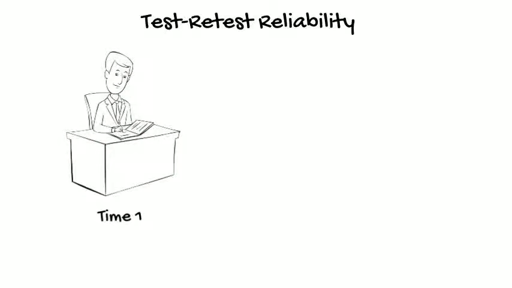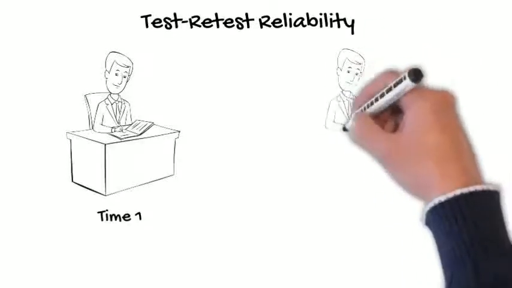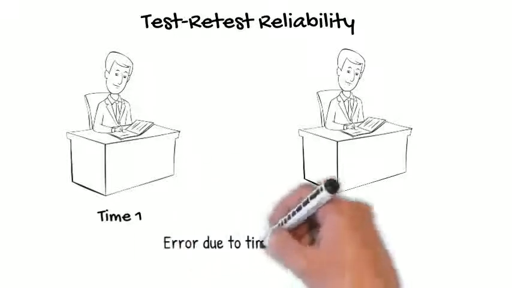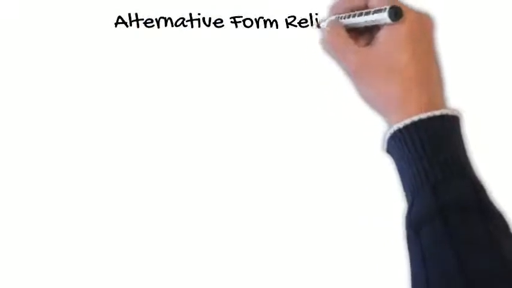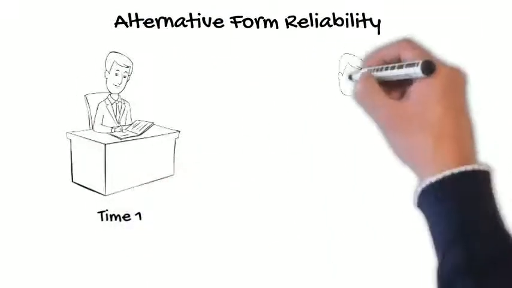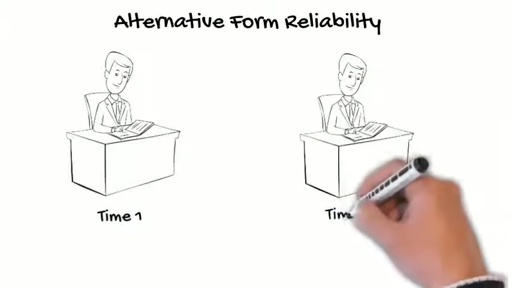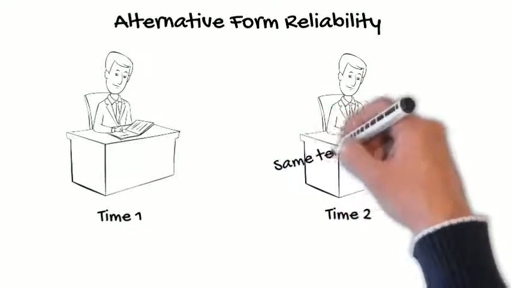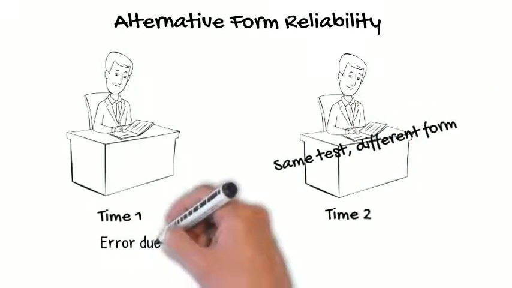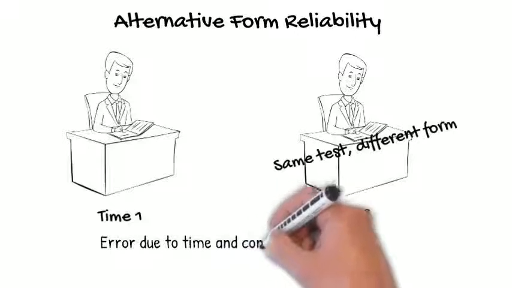Test-retest reliability involves looking at the stability of a test by giving it to a group of people at one point and then giving the same test at another point later in time, usually a couple weeks. This looks at error that's introduced by time. Alternate form reliability is very similar, except instead of giving the same test, an alternate form of the test is given. This looks at error due to time and due to content sampling.